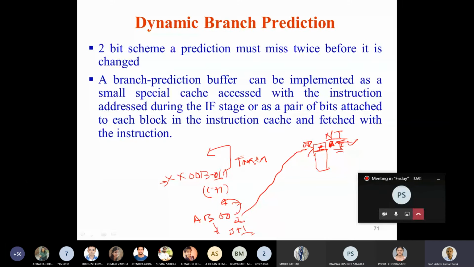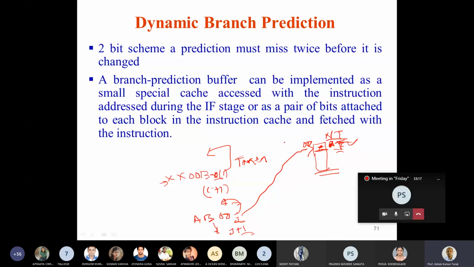So how do we implement it now? We had a prediction buffer. How can the prediction buffer be implemented? A branch prediction buffer can be implemented as a special cache accessed with the instruction address during the instruction fetch stage. So I can have a cache, and during the instruction fetch stage, look at what you are using.